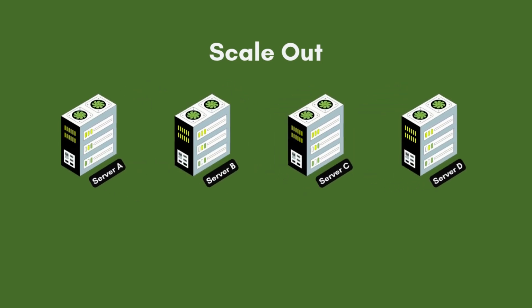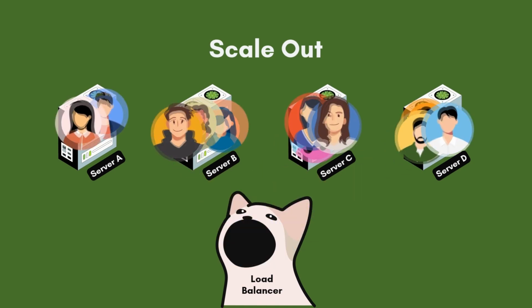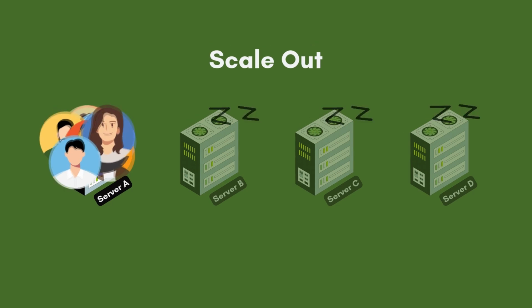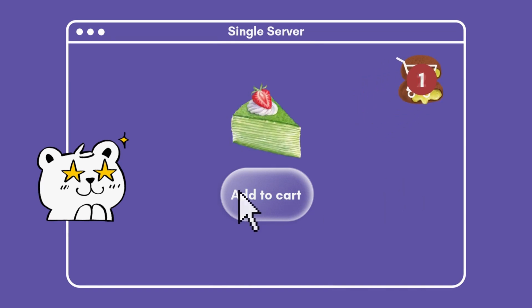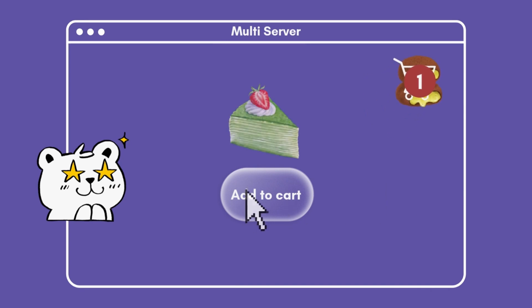But once you have multiple servers, you need a load balancer to distribute traffic across them. Otherwise, users might accidentally pile onto a single server while the others sit idle, completely defeating the purpose of scaling out. This is where things become more interesting. Many applications work perfectly on a single server, but start behaving strangely in a multi-server environment.